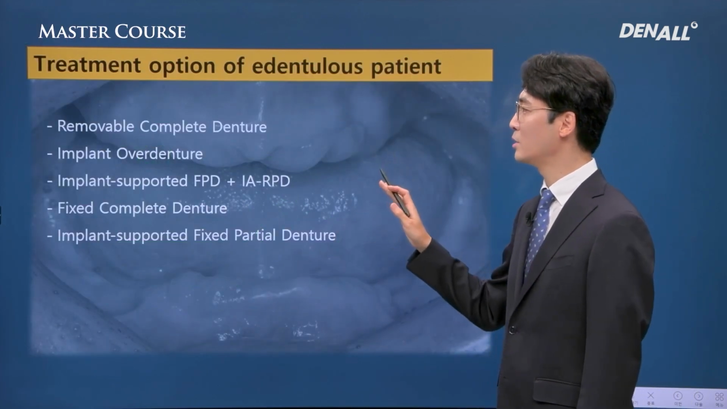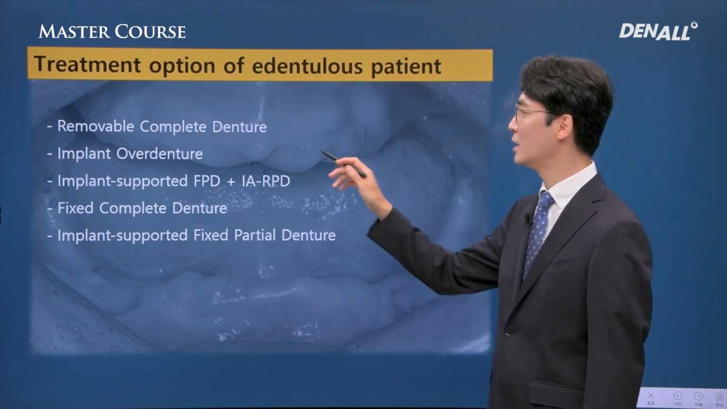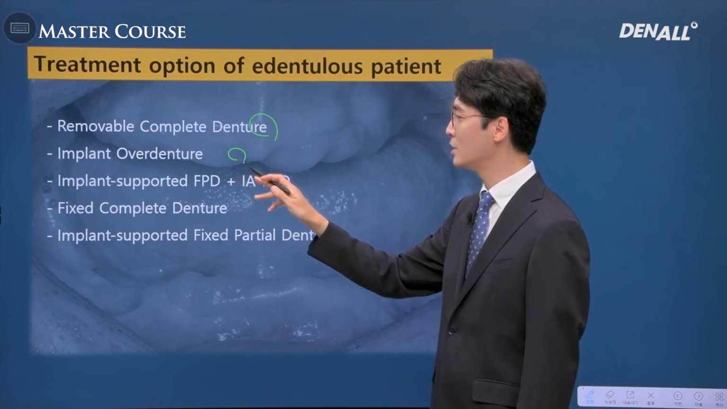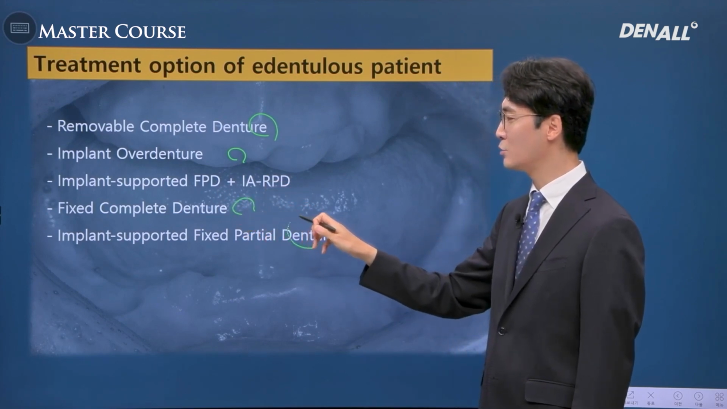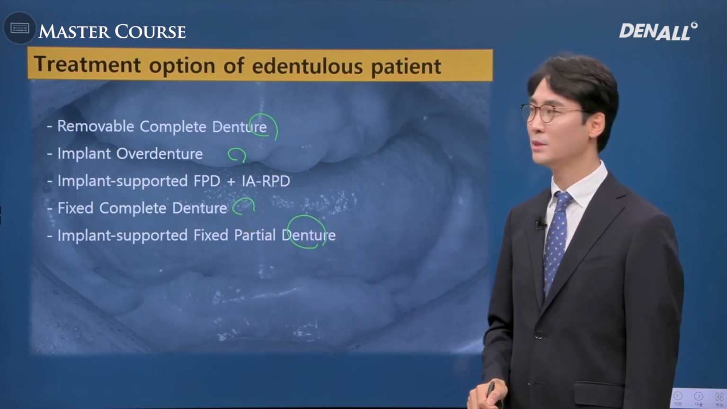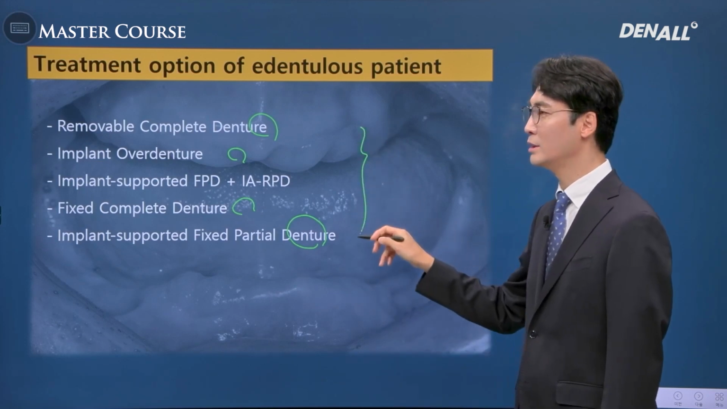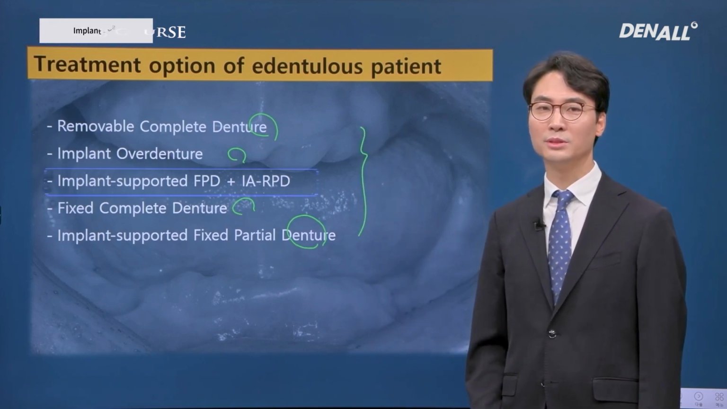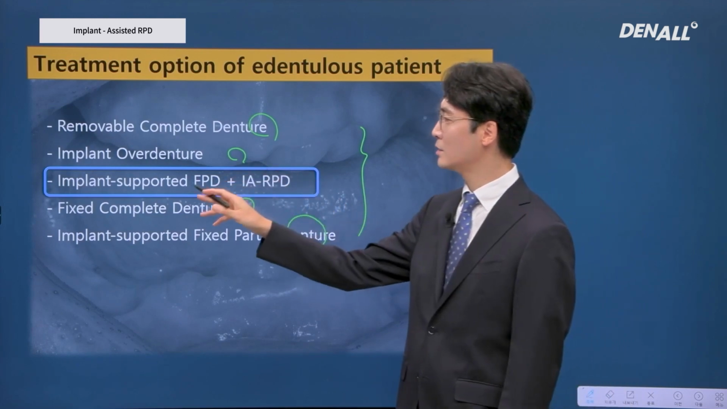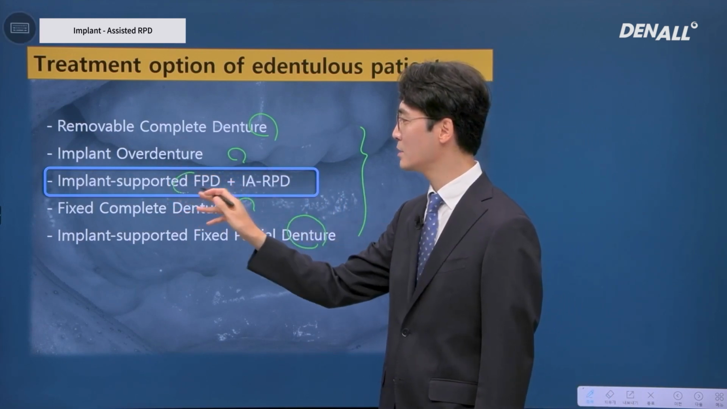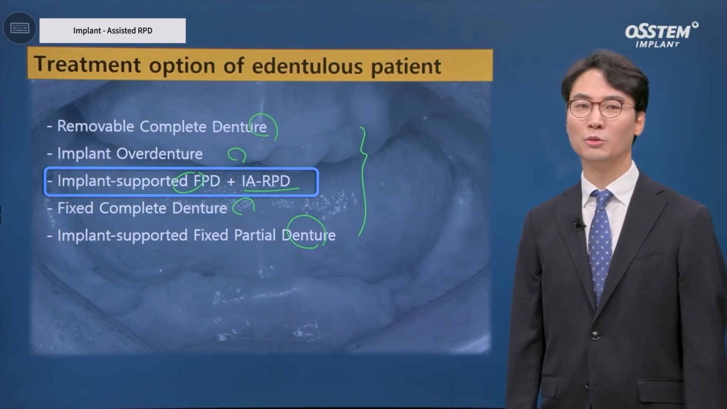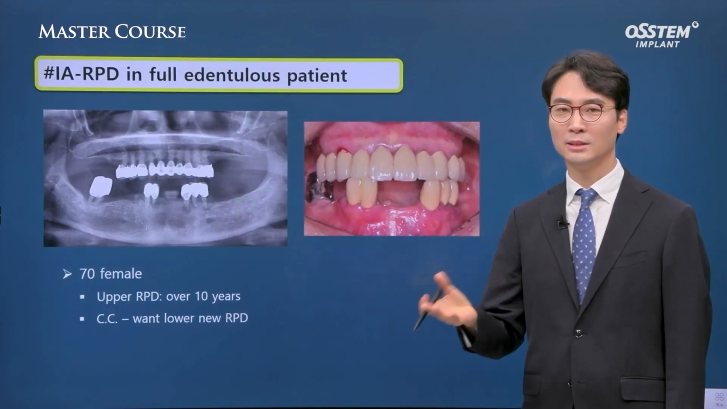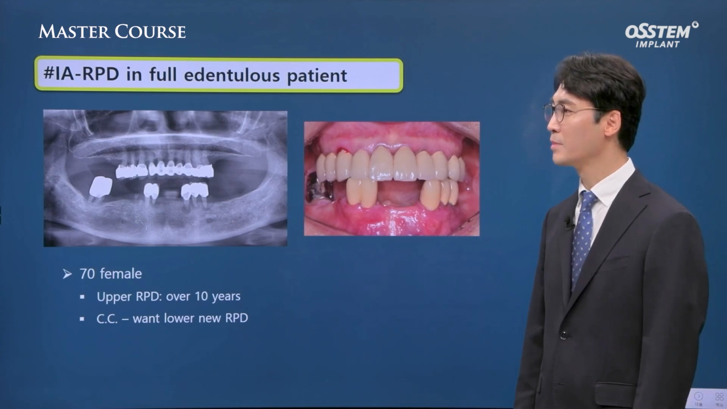As mentioned in the previous lecture, for fully edentulous patients, you can utilize various options such as removable complete denture, implant overdenture, implant supported FPD, and IARPD, or fixed complete denture, or implant supported fixed partial denture. Implant-supported fixed partial denture and IARPD using few number of implants can be an option that can be applied to fully edentulous patients. Let's look at a case.